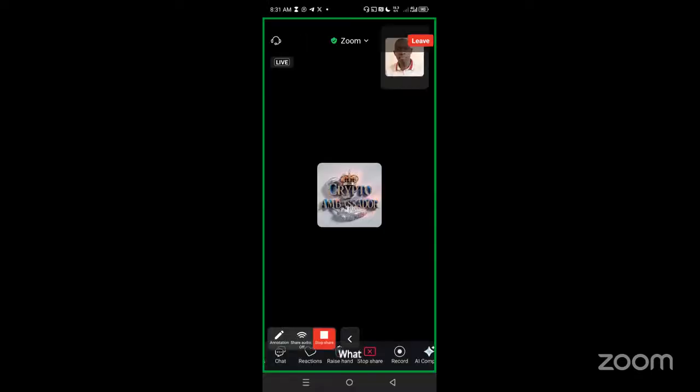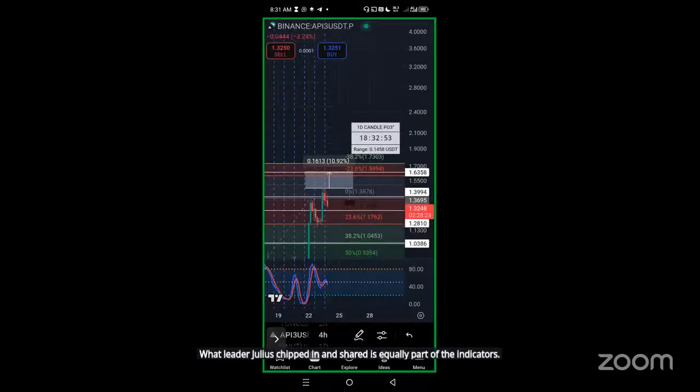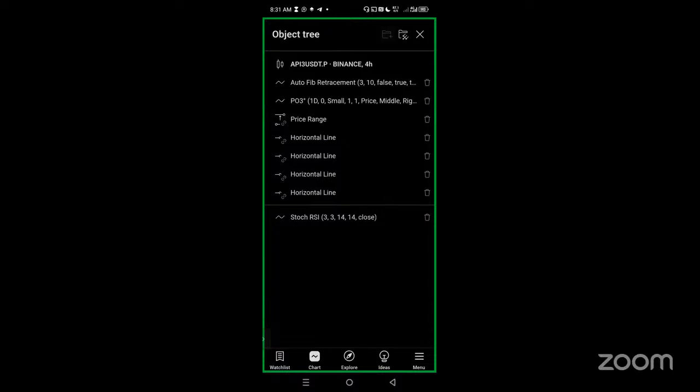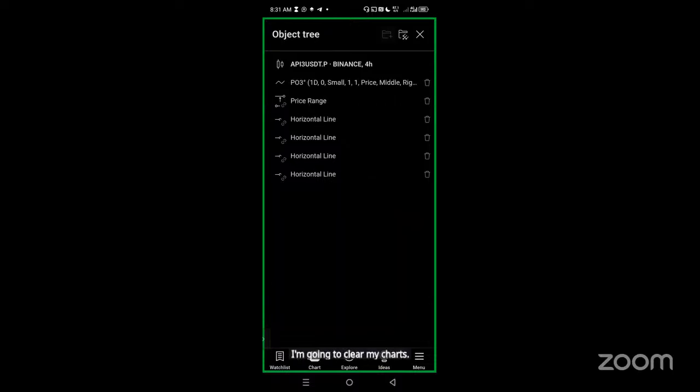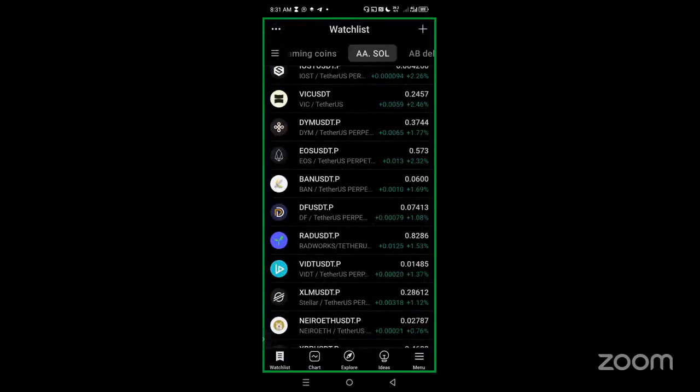Okay, so let's come back to our class. I hope our time was not interrupted at all because we had something to learn. We're talking about indicators, and fortunately what Leader Julius chipped in and shared is equally part of the indicators. Just a minute. I'm going to clear my charts to give room for what we're doing today.